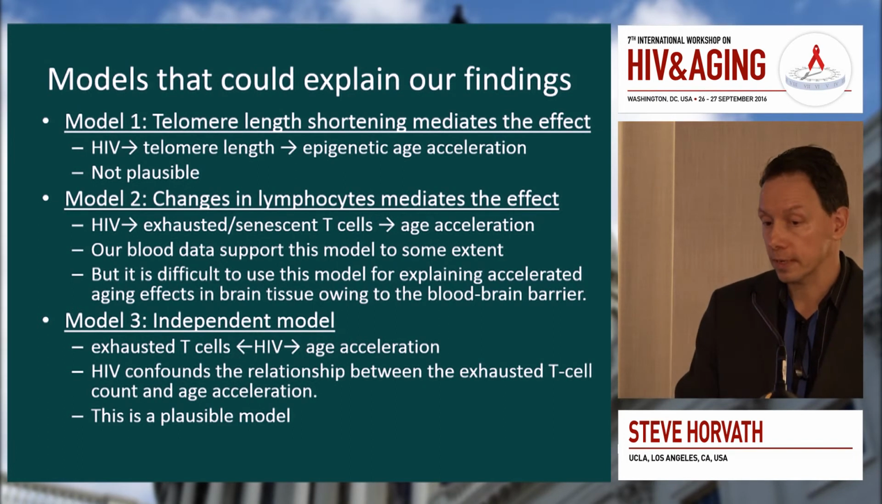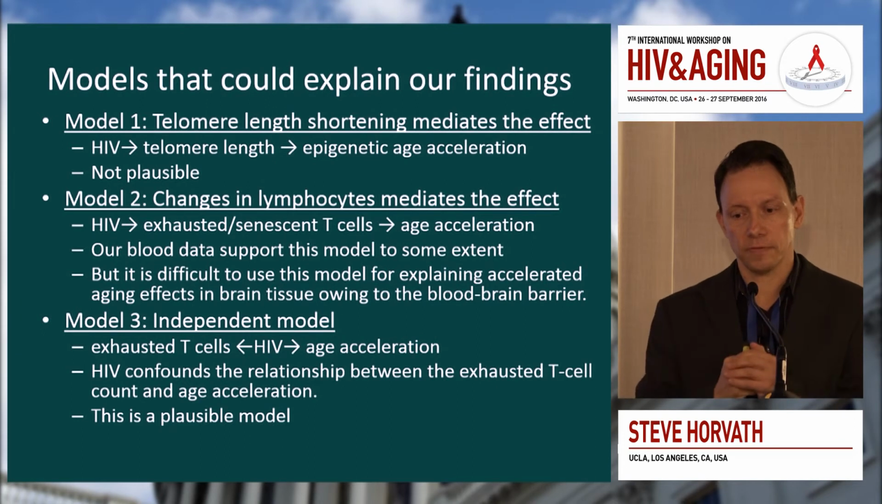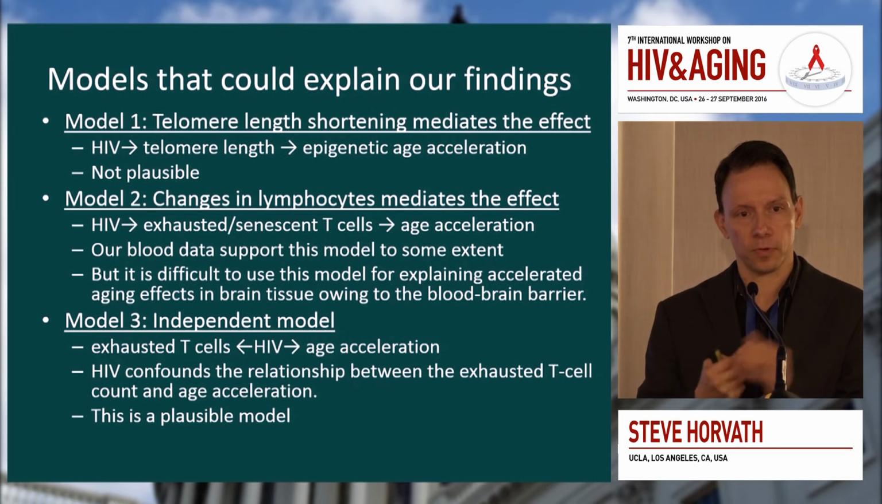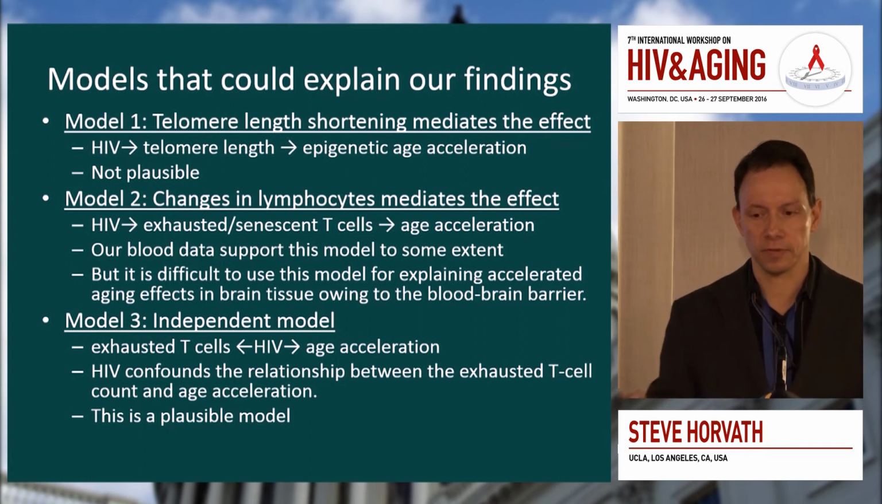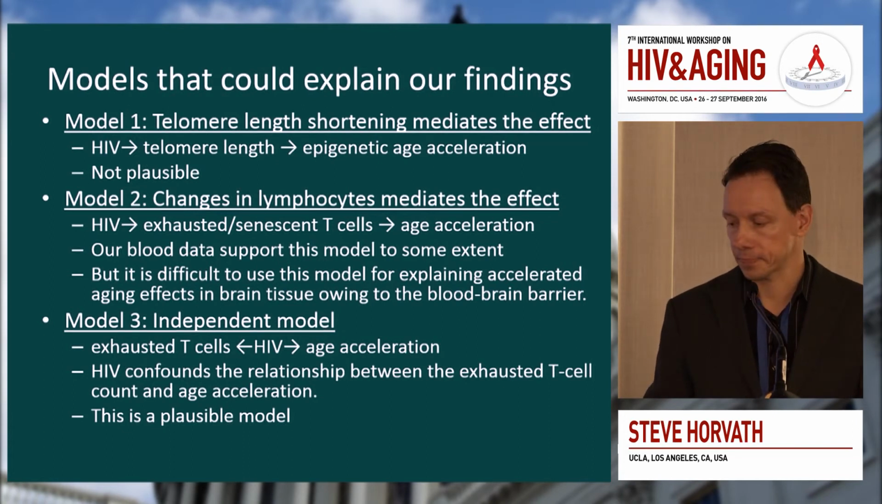Model number 3 is what we call the independent model, and that says that HIV accelerates epigenetic aging independently from its effect on various blood cell types. So these are just different markers of this HIV infection. And again, our data suggests that this could be a plausible model as well.